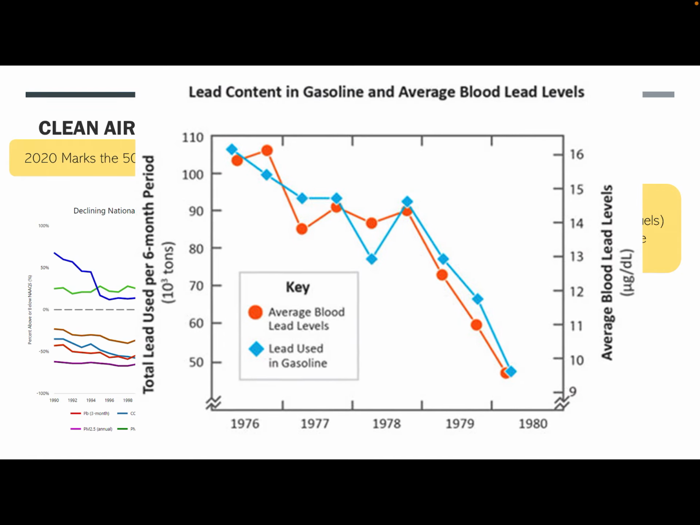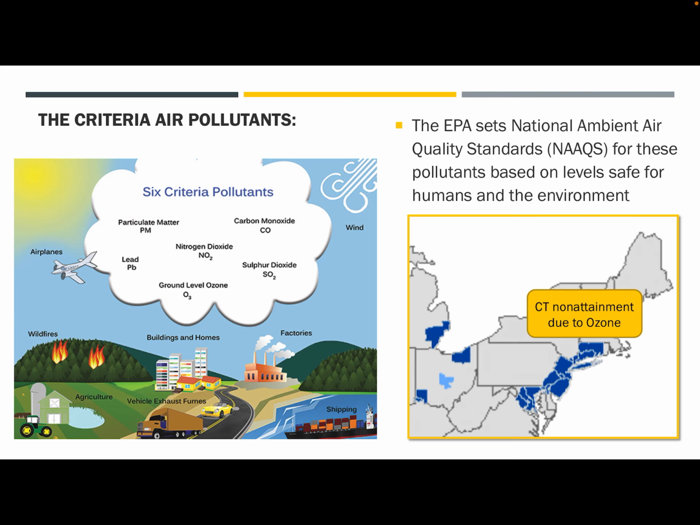If we look closely here, I mentioned that decreasing lead levels was one of the big highlights of the Clean Air Act. We can see that the amount of lead used in gasoline is directly correlated with the average blood levels taken. And we see in 1976 all the way up to 1980, huge decrease in our lead levels.